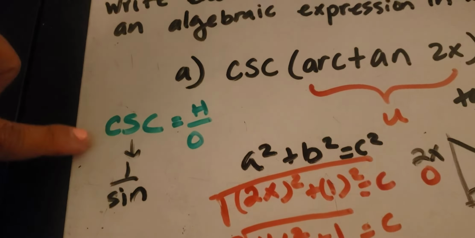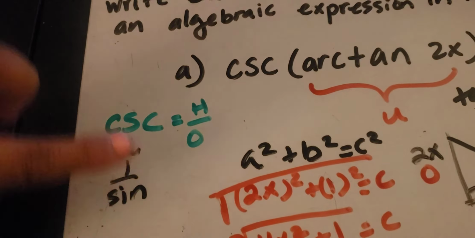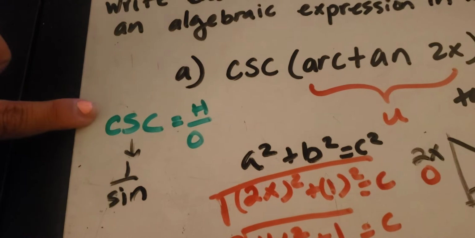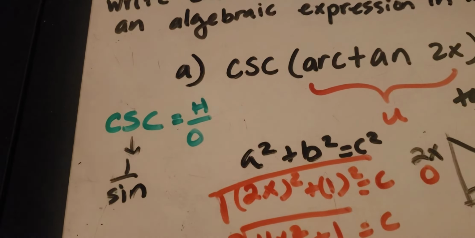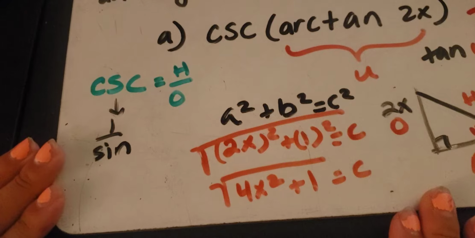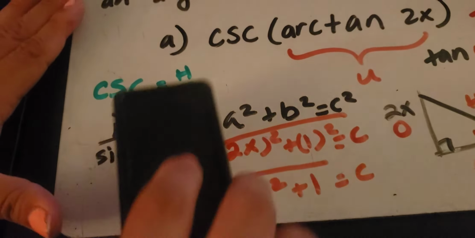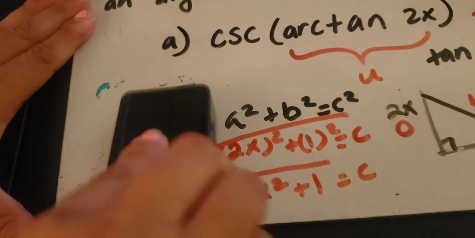So if this helps you remember this, then that's how you do it. Okay, so when we solve for cosecant, we want to write it as hypotenuse over opposite. I'm running out of room here, so I'm going to have to erase this, guys, because I don't have any room here.